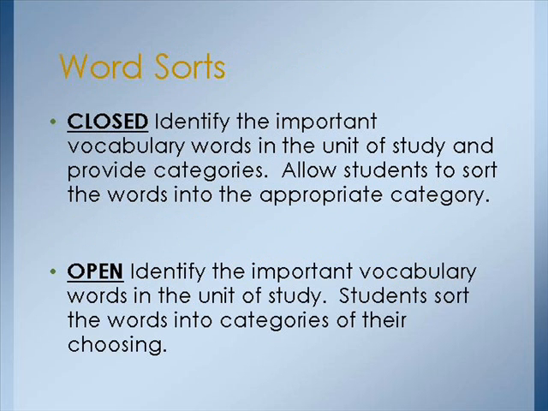There are two types of word sorts, closed and open. Closed word sorts identify the important vocabulary words in a unit of study and provide categories. This allows students to sort the words into the appropriate category. Open word sorts identify the important vocabulary words in the unit of study. Students then sort the words into categories of their own choosing. The first time you introduce word sorts, use the closed word sort until students get the hang of completing word sorts.